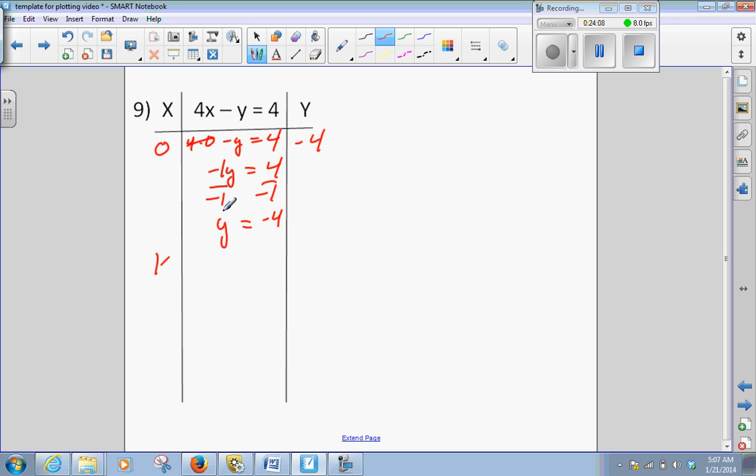Now let's see what happens if x is a 1. So I'm going to do 4 times 1 minus y is equal to 4. So 4 times 1 is 4, minus y is equal to 4. To isolate that variable, I'm going to subtract this 4 from each side. So negative y is equal to 0. Remember, there's technically a negative 1 in front of there. So if I divide both sides by negative 1, y is equal to 0.